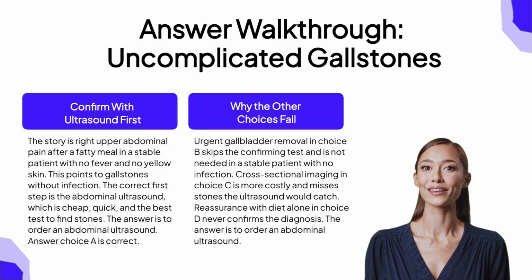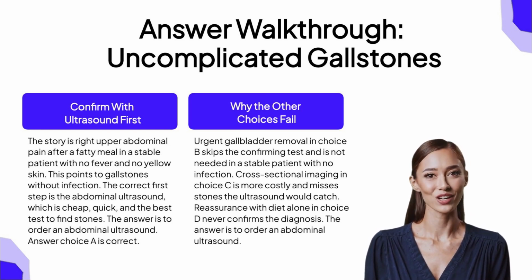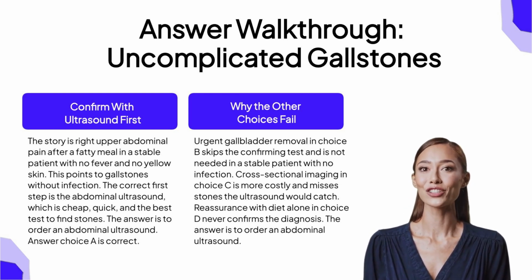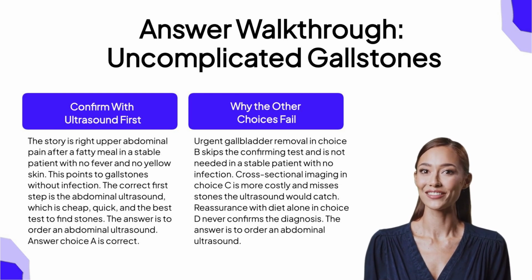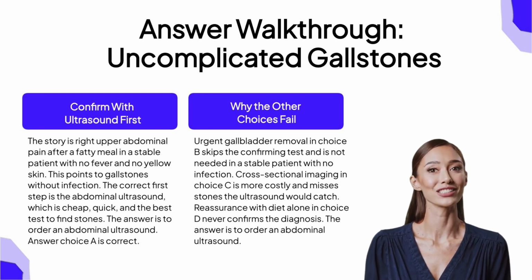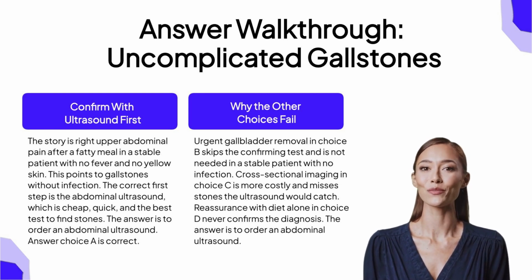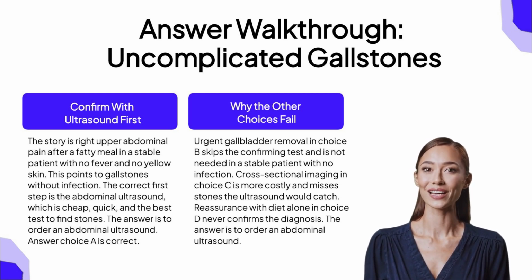Let us work through this answer. First, confirm with ultrasound. The story is classic gallstone pain, steady right upper abdominal pain after a fatty meal, in a stable patient with no fever and no yellowing. That points to gallstones without infection, and the correct first step is the abdominal ultrasound. It is cheap, quick, and the single best test for finding stones, which is why answer choice A is correct.